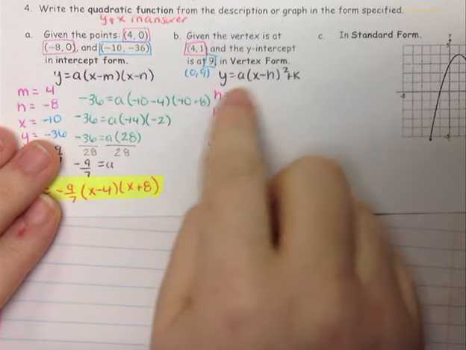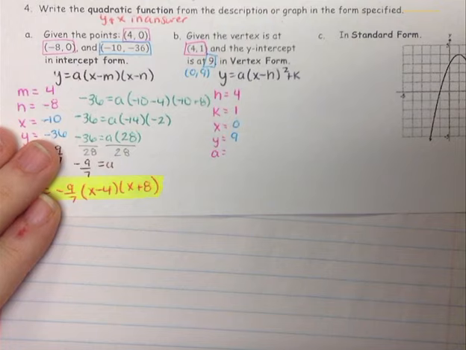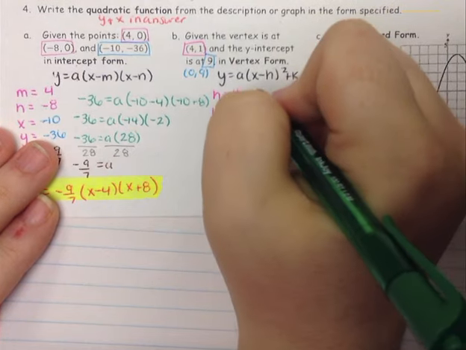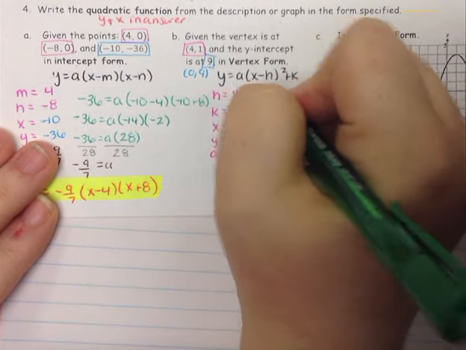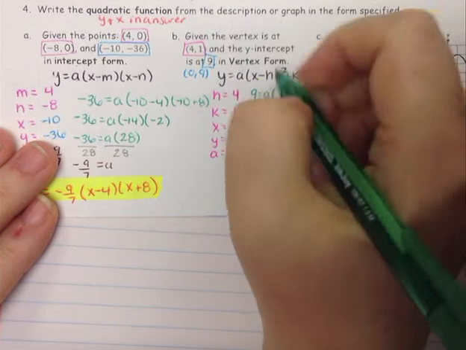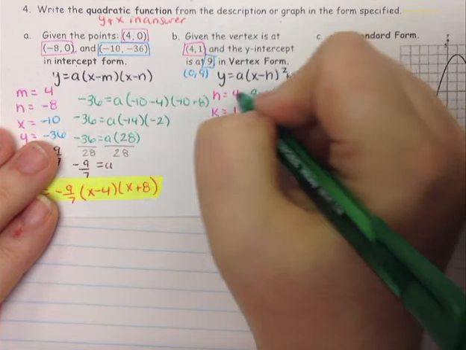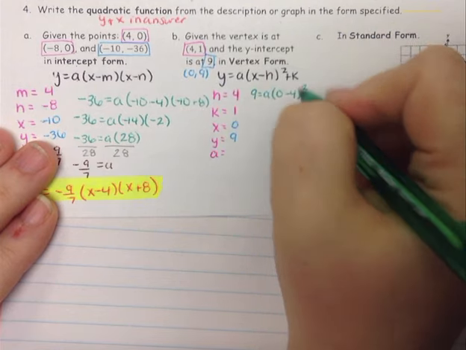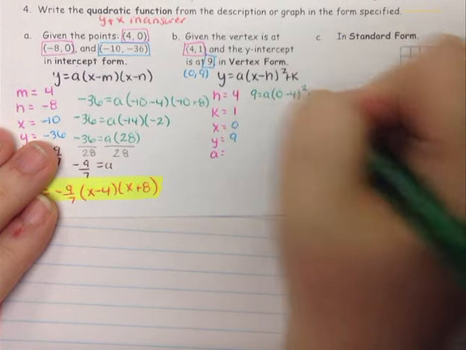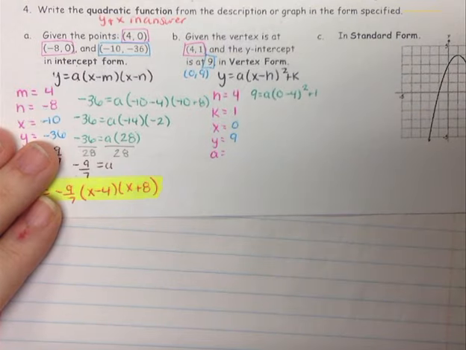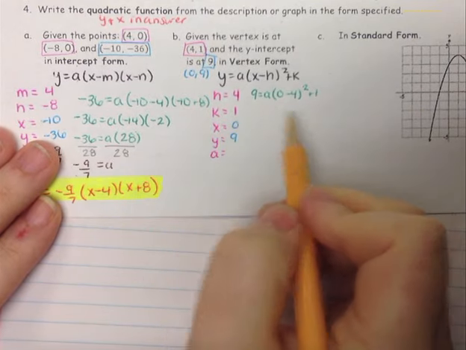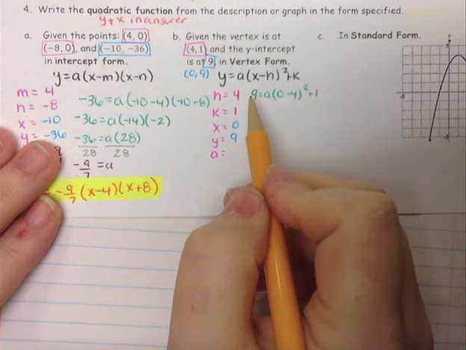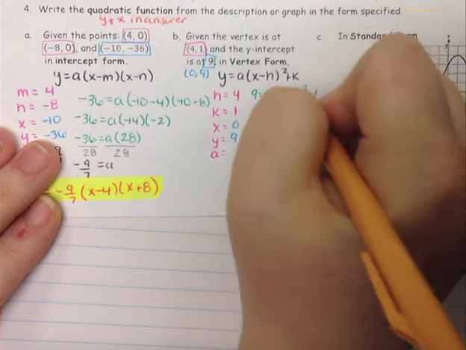So plugging it into this format, we have our y value is 9 equals a parentheses, x is 0. We're going to minus the h, so minus 4, parentheses squared. Then we're going to add that k, so add that 1. Now what we're going to do first, automatically, is subtract that 1 to the other side, because we don't want it over there. So we're going to subtract the 1.